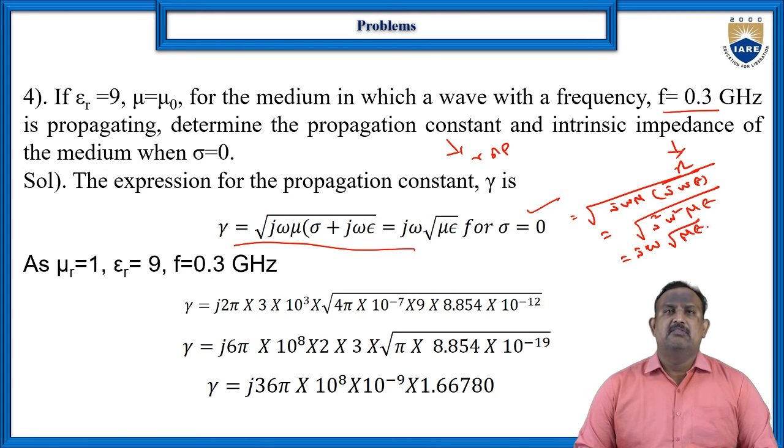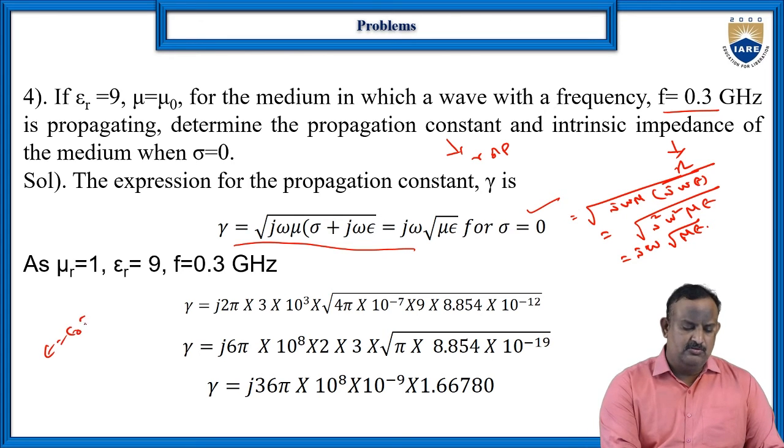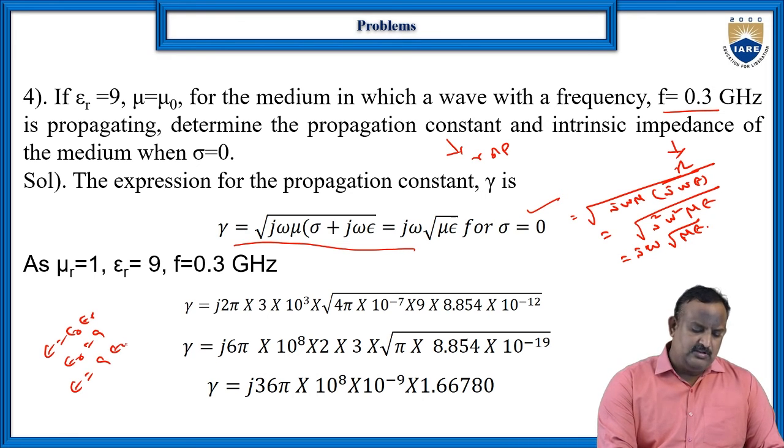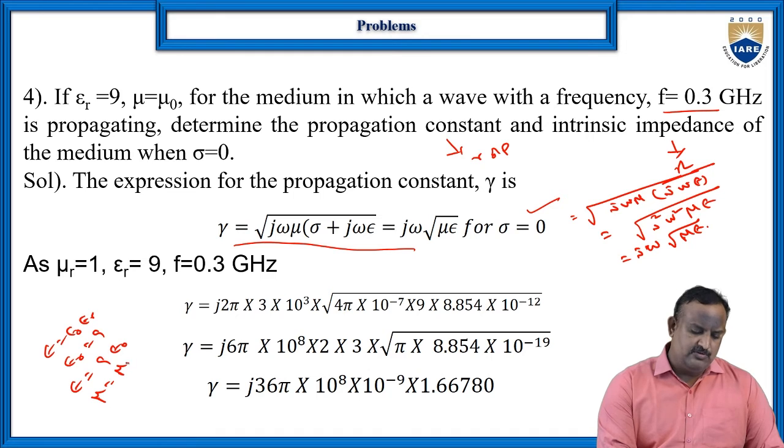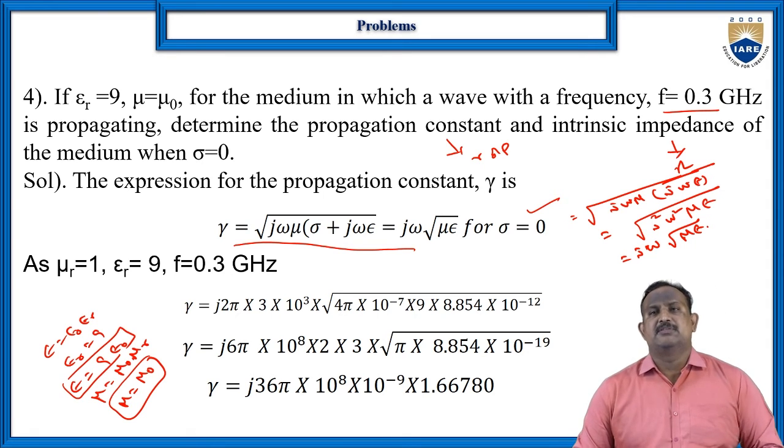Here it is given that epsilon equal to epsilon naught into epsilon r, and epsilon r is given as 9. Therefore, epsilon equal to 9 into epsilon naught. Similarly, mu r is given as 1. Therefore, mu is equal to mu naught into mu r, so we can substitute mu equal to mu naught only. So, epsilon equal to 9 epsilon naught and mu equal to mu naught.